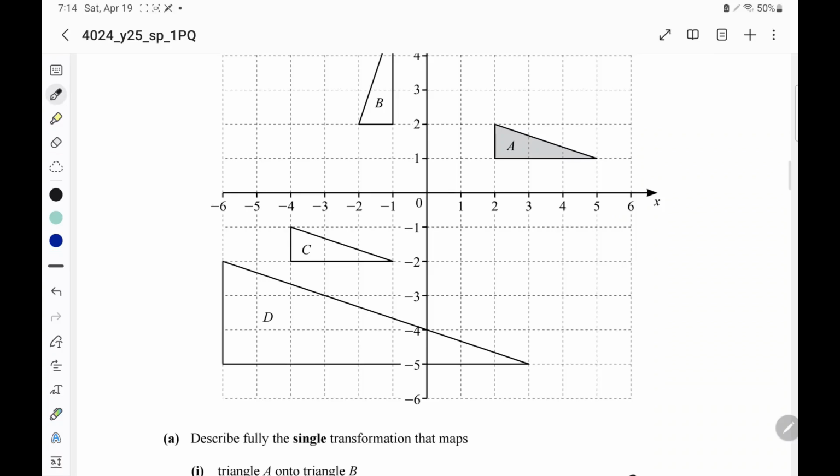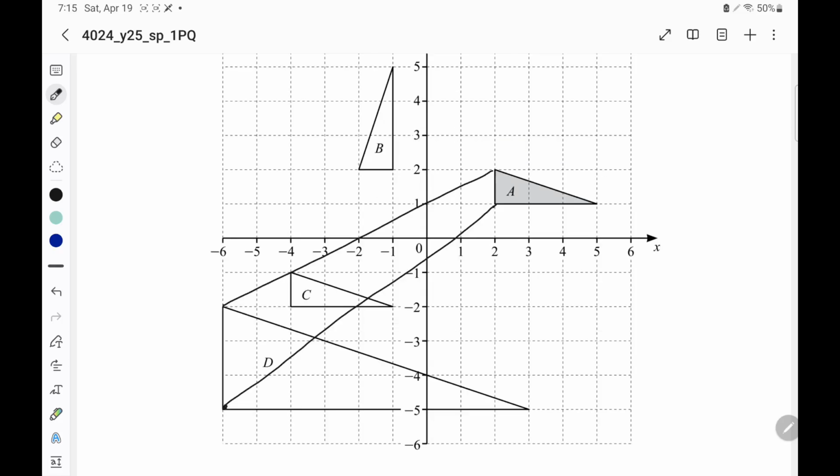To find out the center, you just join the corresponding points. So this is A onto D. A is the object and D is your image. Just join them and get the center. All right, the other point also, just join them, and the third one as well.